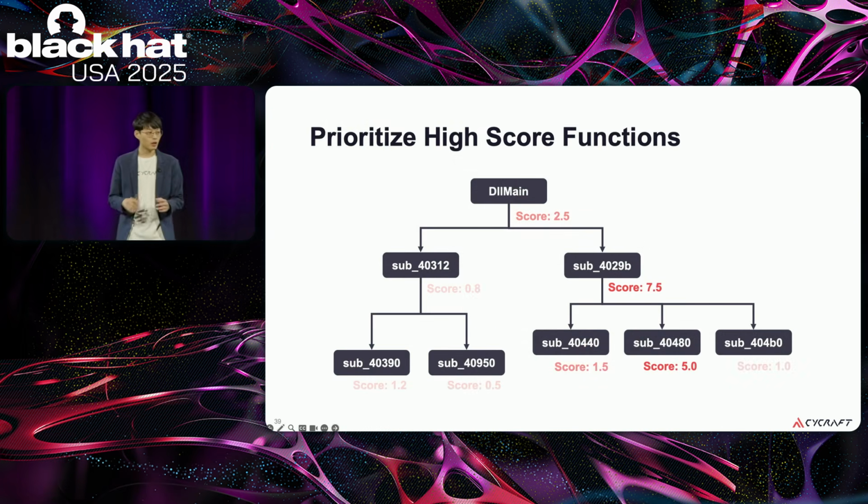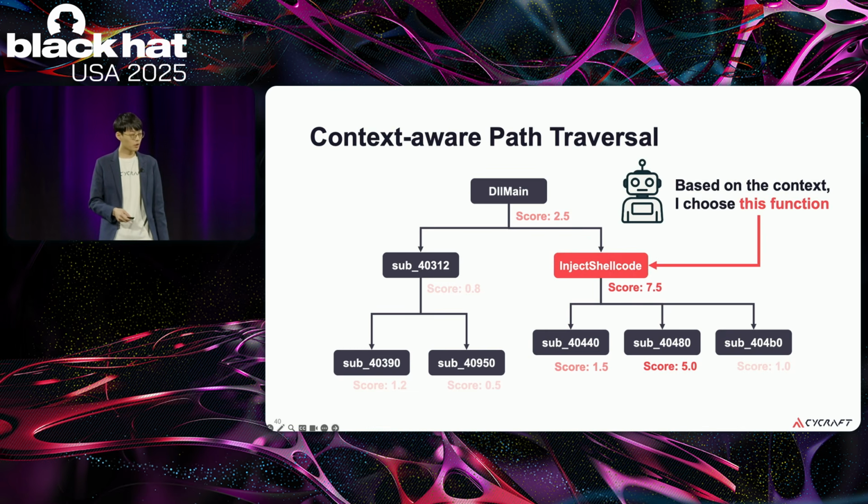And once we calculate every score for every function, we can generate a heat map. And this heat map can help us and can help the language model clearly see which function is important. Like the 29B function here is 7.5 score and is very important. But we don't just analyze the highest function first.